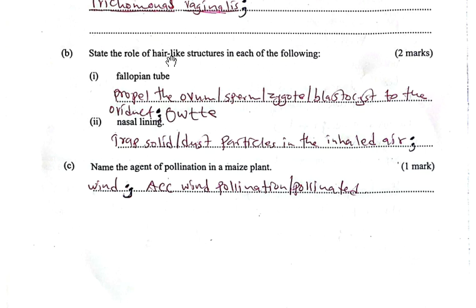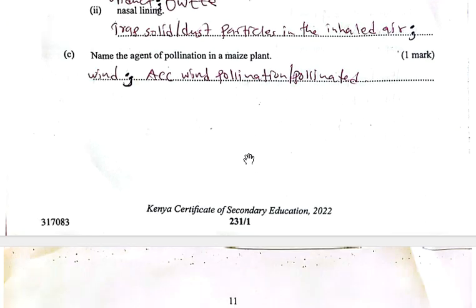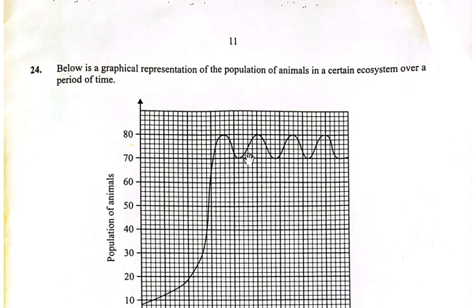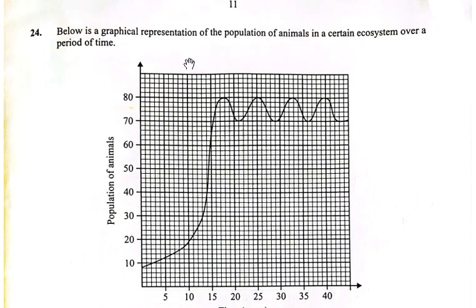Part B, say the role of hair-like structures in each of the following, and that is cilia in the fallopian tube, and the role is to propel the ovum or the sperm or the zygote or the blastocyst to the oviduct. The nasal lining, to trap solid or dust particles in the inhaled air. Name the agent of pollination in maize plant, and that is wind. That is wind.